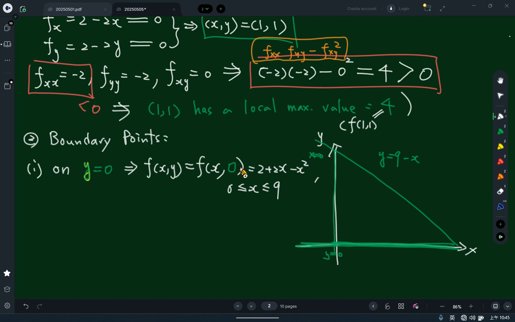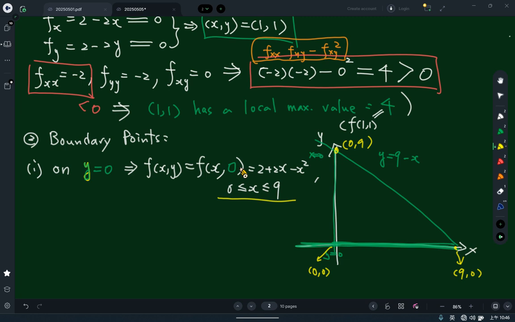Because you can see, 0 comes from this point, 9 comes from this intersection. So with x equal to 0, y is equal to 0, we have the intersection (0, 0). Then this is (9, 0). This is (0, 9), right? So you can easily get the intersection. Here is (0, 0), here is (9, 0), and then this is (0, 9). So that's why x will be retrieved on this interval.